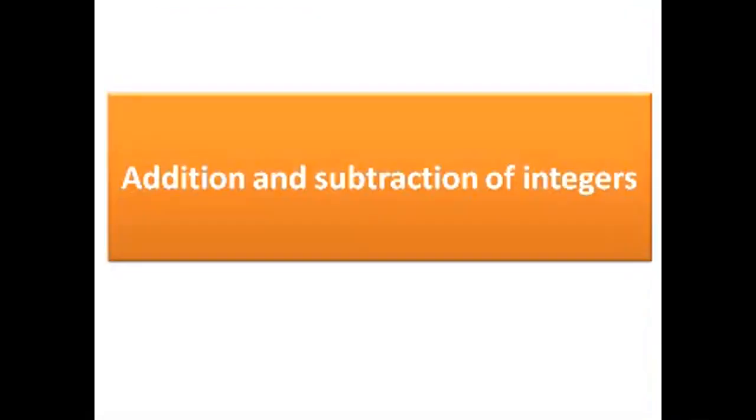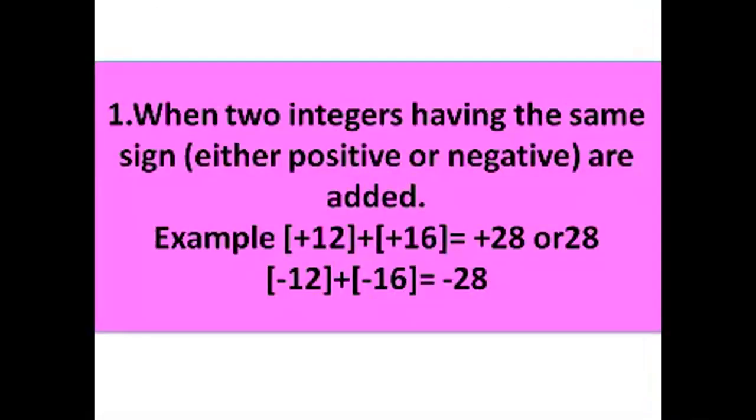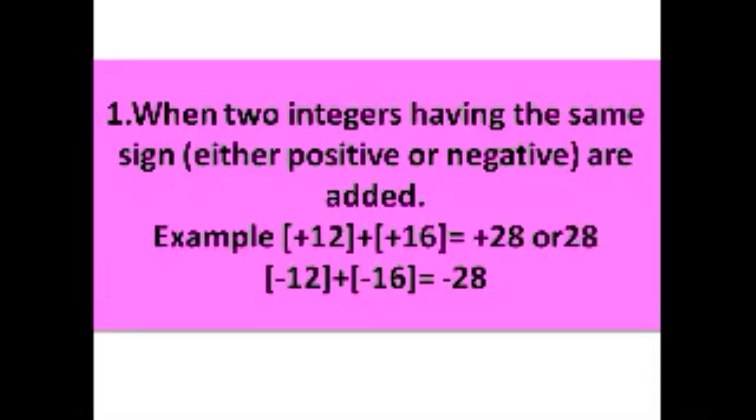Next is addition and subtraction of integers. When two integers having the same sign, either positive or negative, are added, we add their absolute values and assign a common sign to their sum. As you can see, plus 12 added with plus 16 gives plus 28 or 28, because the positive sign is not compulsory to write. -12 plus -16 is equal to -28.